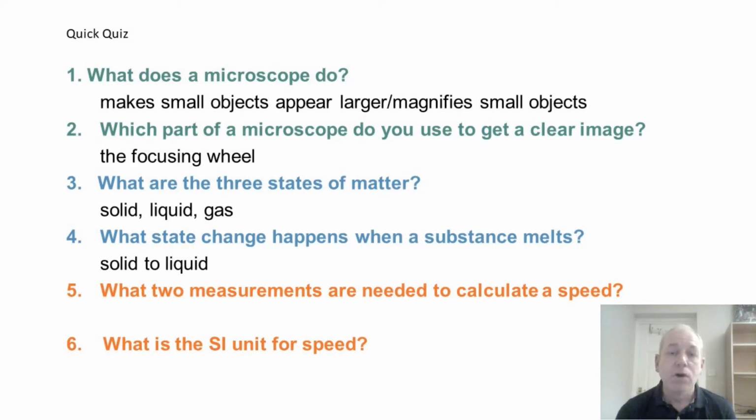Question 5, what two measurements are needed to calculate speed? Well, if you think about the calculation for speed, you should be able to remember that the equation for speed is speed equals distance divided by time. In order to do that, you're going to need distance and time as your two measurements. And question 6 said, what is the SI unit for speed? The SI unit is just the standard scientific unit that we use to measure something. And for speed, we would measure that in meters per second.